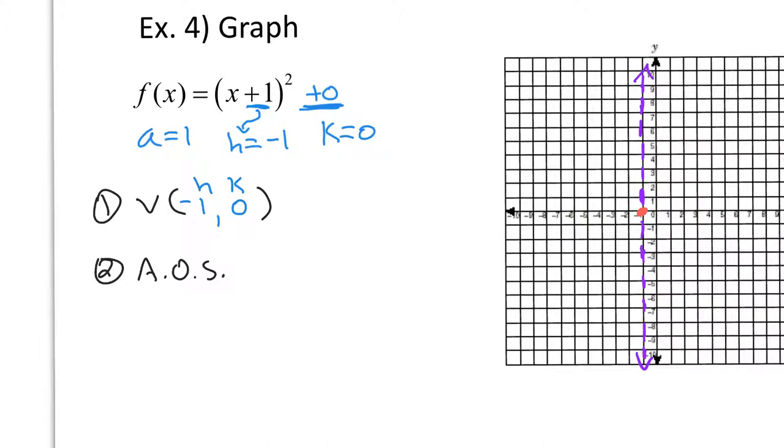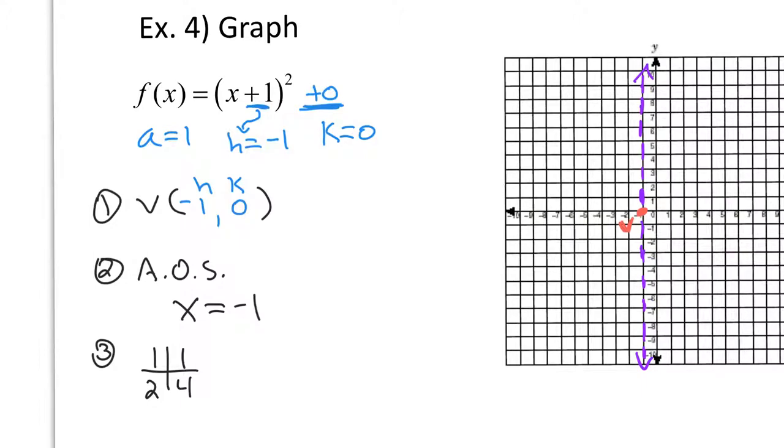Let me just label the vertex for you. Right here, there's the vertex point. The equation is x equals your h number. So the h value is -1. So the axis of symmetry is at x equals -1. And then you move on to step number 3. Step number 3, we do our pattern 1, 1, 2, 4. And I notice my a value is +1. So I don't need to multiply the 1 and the 4 by anything. You don't have to, because if you multiply by 1, they're not going to change.